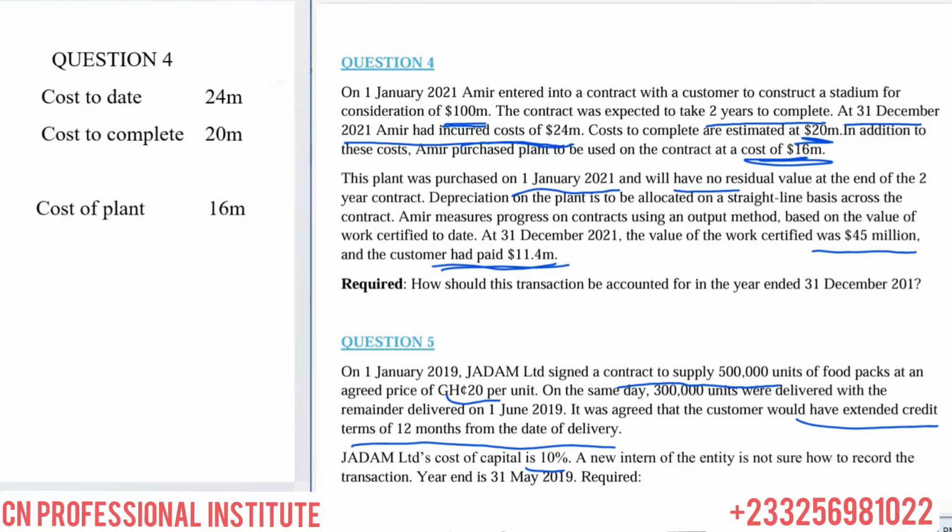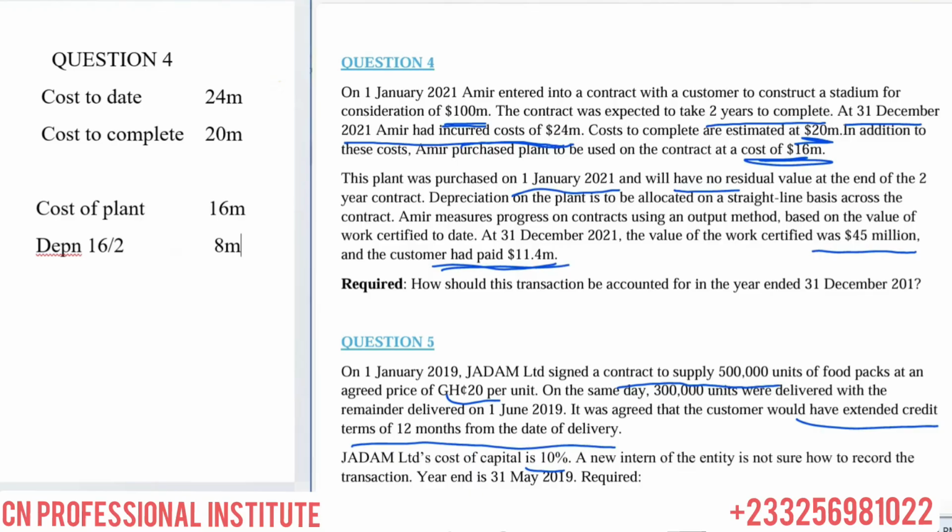2 years. Are you following? So your depreciation will be 60 million divided by what? The 2 years. What do we get? 8 million. Are you following? So as at 31st December 2021, as at 31st December 2020, what?